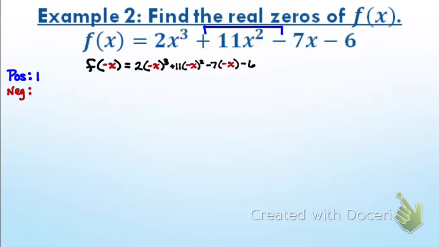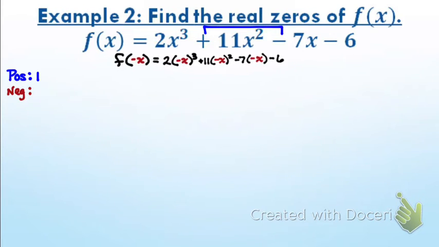2 times negative x to the third power would simplify to what? Negative 2x cubed. What about 11 times negative x squared? It's going to stay positive 11x squared, like it was before. Negative 7 times negative x, that's going to change to plus x. And then minus 6 just comes straight down.